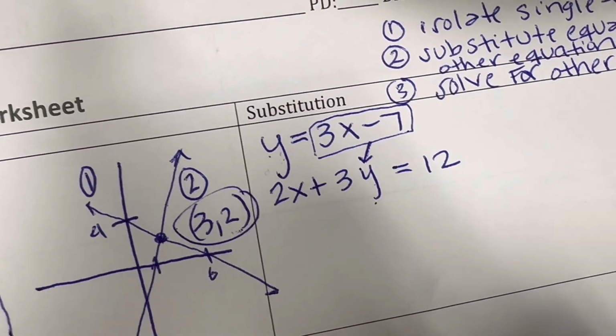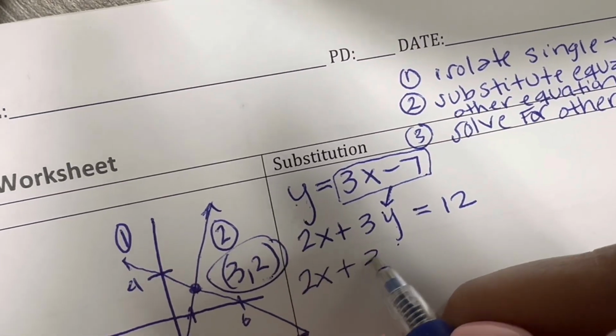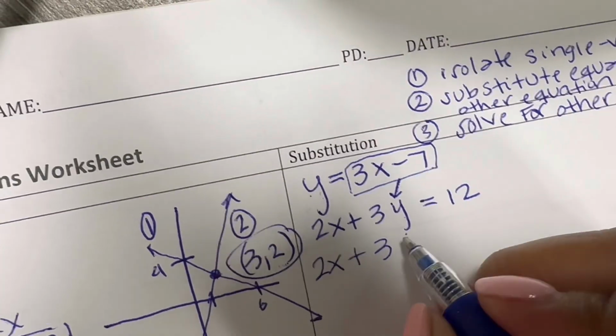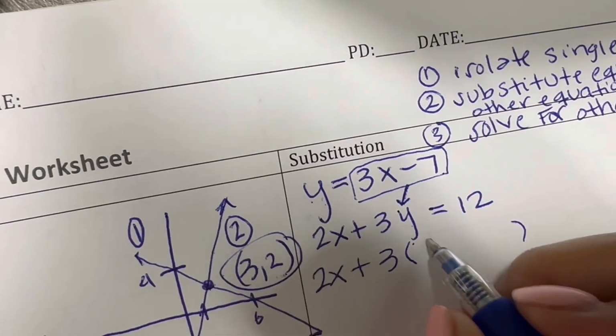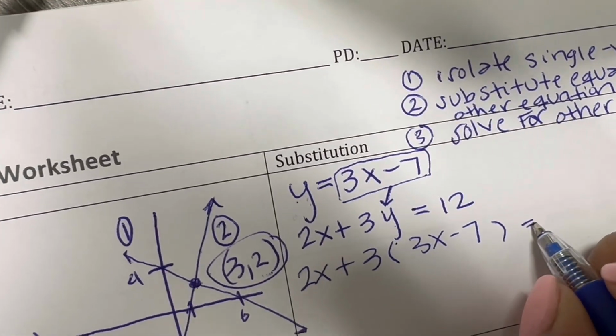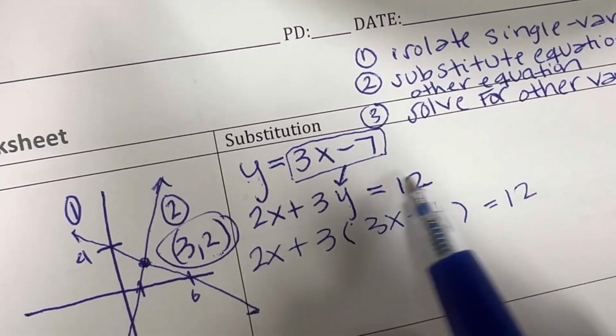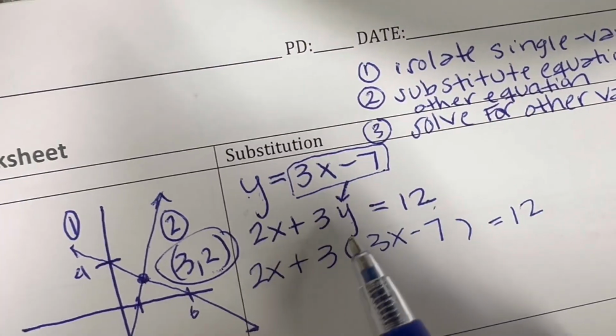So draw an arrow to the y. So now, just rewrite it. Drop that 3 down, that stays. But instead of writing this y, we're going to write 3x minus 7. This is called substituting. Equals 12. So rewrite this exact same equation the exact same way, except for writing the y.